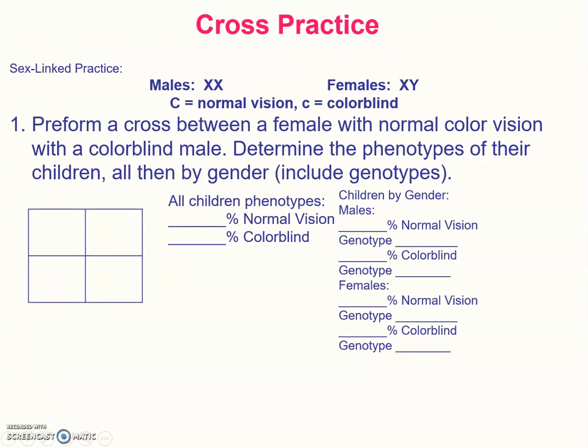Now I have a couple of practices for you to do, and then once you've completed them, we'll go over them. So another one with color blindness. This time we're going to take a normal color vision female and marry her off to a colorblind male, and we'll see what happens.